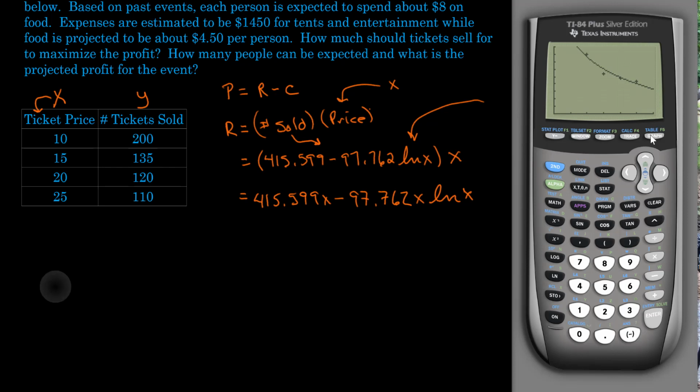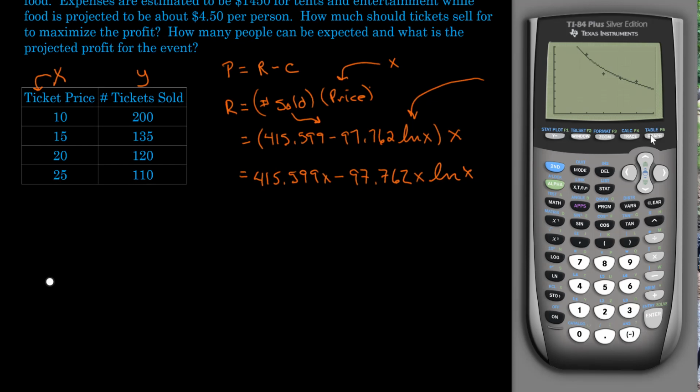The next thing that I want to do is to develop an equation for the cost. There are several elements that come into play on cost. One of those is the $1,450 that you have to pay for entertainment and the tents and things. That's something you're paying whether one person or 10 million people show up. Okay, food's projected to be about $4.50 a person, so it's going to be plus $4.50 per person. So there is my cost function.